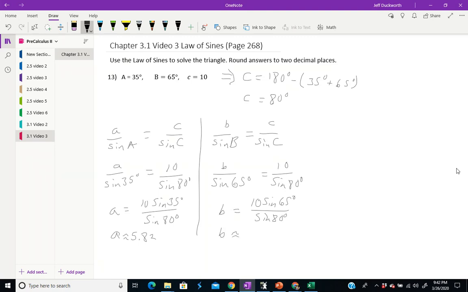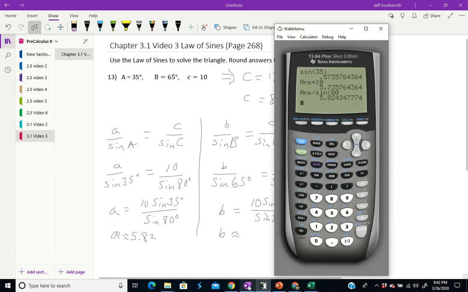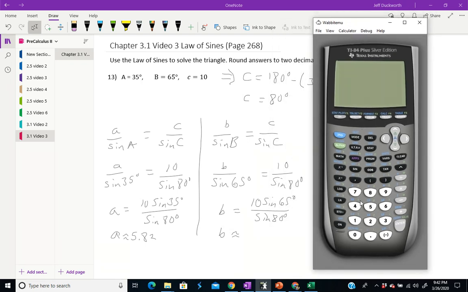And so b will be about, well, let's find out. All right, so sine 65 multiplied by 10, and we're going to divide by sine of 80. So we're looking at about 9.20, so I'm just going to write that whole thing there, I guess.